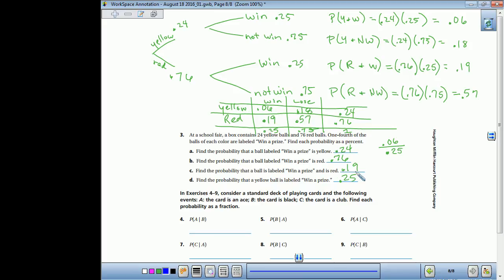Now, find the probability that a ball labeled win a prize is yellow. Win a prize tells me I'm just working with the win column, right? That is labeled yellow would be 0.06 out of the 0.25. Dividing by 0.25 is like dividing by a fourth, which is like multiplying by 4. Dividing by a fraction is the same as multiplying by the reciprocal. Right. And 0.06 times 4 is 0.24. See how you can do that problem without a calculator?